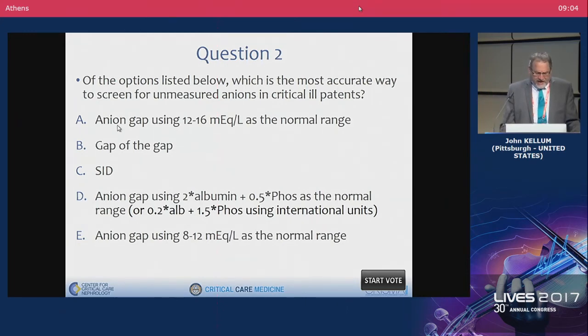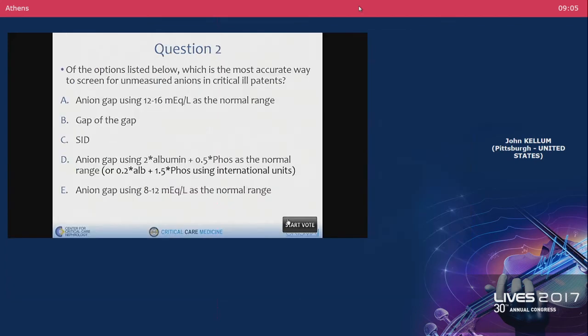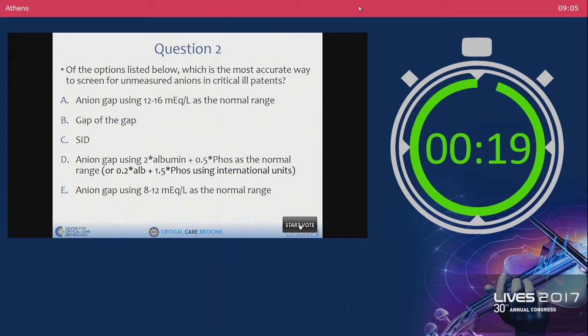So, do we use the anion gap with a range of 12 to 16? Do we use the gap of the gap? Do we use the strong ion difference? Do we use an anion gap using this equation? This is international units down here. Or do we use the anion gap with a different normal range? Which approach do we take? And we'll start. There we go.